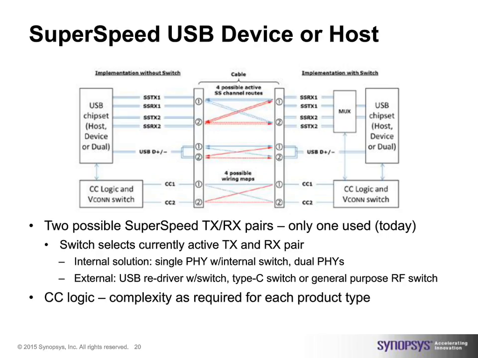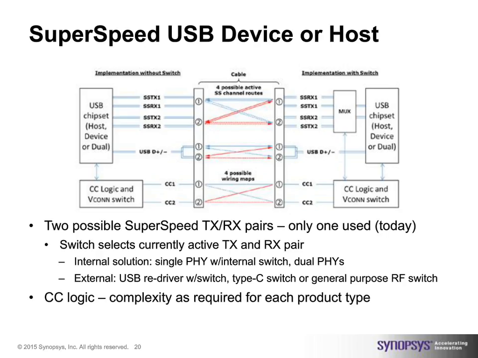So you do need two separate data paths that do not interfere with each other. So in the cable, you've got two SuperSpeed pairs, and you use one or the other. You need a switch to select which of the SuperSpeed pairs to use. If you look at an internal solution, you could have a single PHY with internal switch, or you could have two PHYs. This is what's shown on the left of this diagram as an implementation with internal.